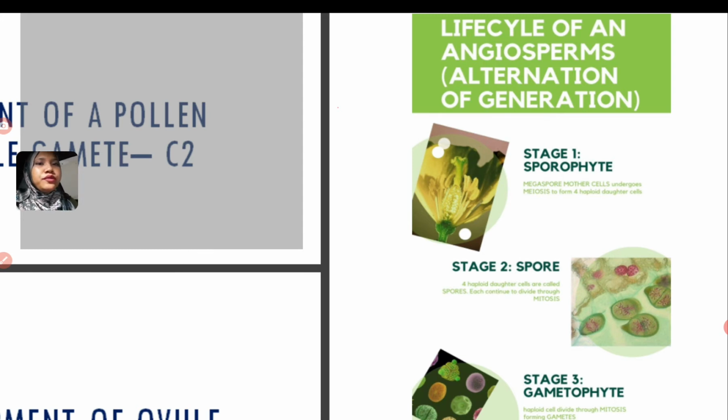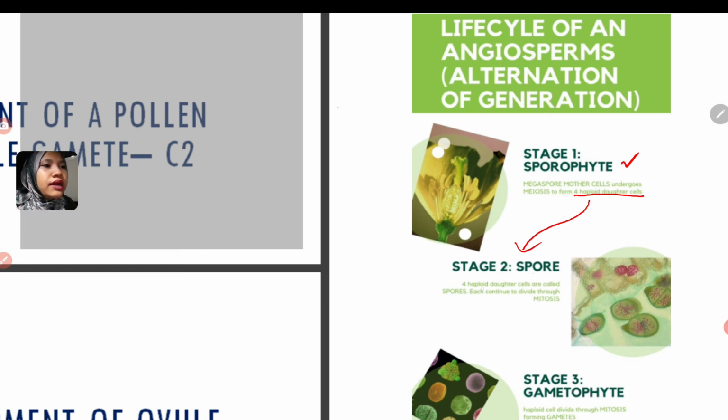For the development process of the gametophyte and gamete, both male and female undergo the basic outline. It starts off with the sporophyte. Beginning from a sporophyte, for example the flower, within each flower we have a megaspore mother cell. Every megaspore mother cell, as we have discussed earlier, undergoes meiosis. As a result, it will form 4 haploid daughter cells, which are called the spores. Male and female are the same. The sporophyte, which is the mother cell, undergoes meiosis, forming haploid daughter cells. The daughter cells are known as the spores, and that's the next stage.